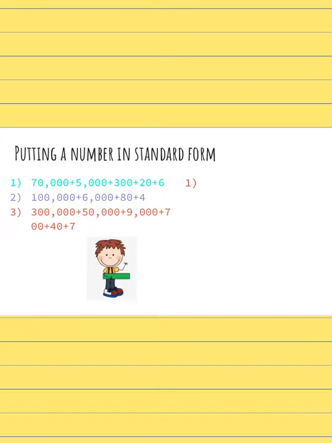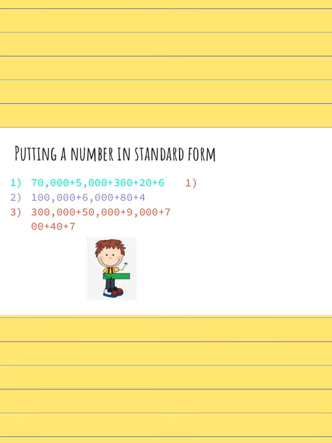The last thing we're going to talk about is putting a number from expanded form back into standard form. So here you can see number 1 is already written in expanded form. It's 70,000 plus 5,000 plus 300 plus 20 plus 6. So as you're doing this, you're putting the number back into normal form, the regular way a number would look. So let's take a look at this first one here. We're going to put 70,000 plus 5,000 plus 300 plus 20 plus 6.